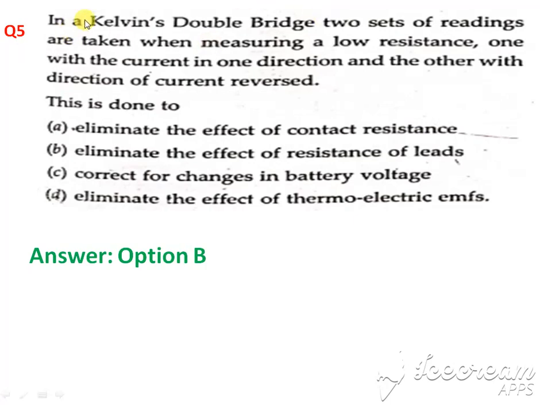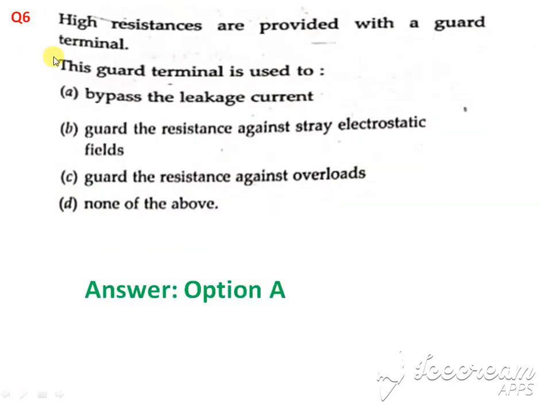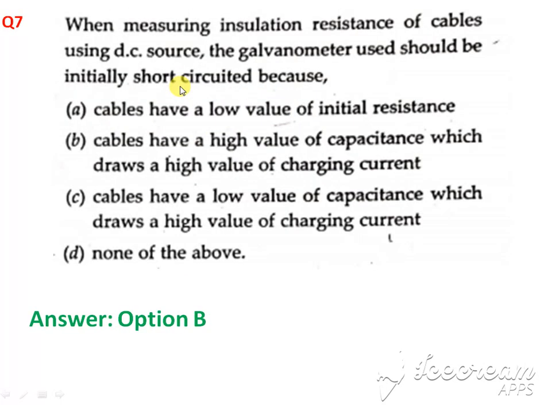Next one, in Kelvin double bridge, 2 sets of readings are taken when measuring a low resistance, one with the current in one direction and another with current in the other direction. This is done, option D, to eliminate the effect of thermoelectric EMF. Question number 6. Higher resistances are provided with guard terminals. These guard terminals are used to, answer is option A, bypass the leakage current.